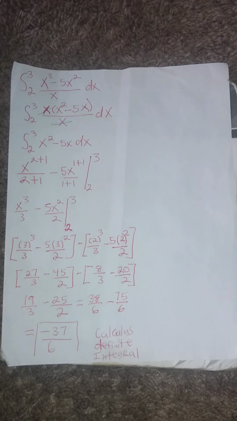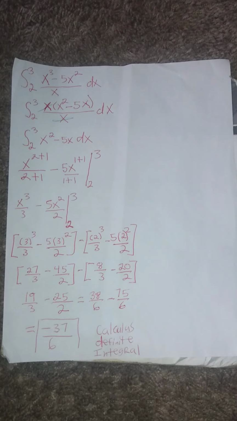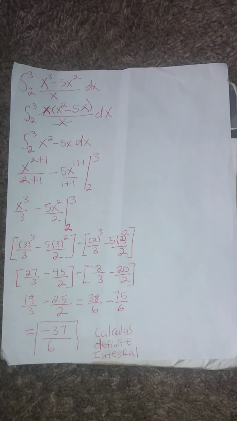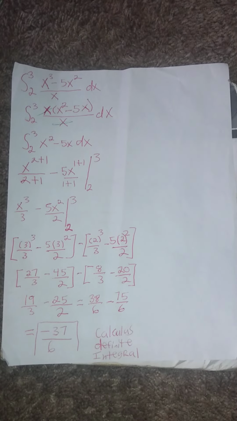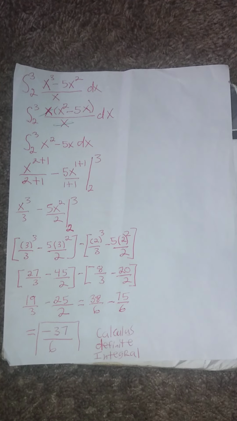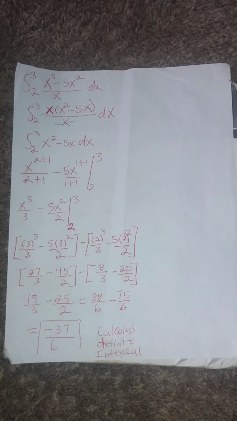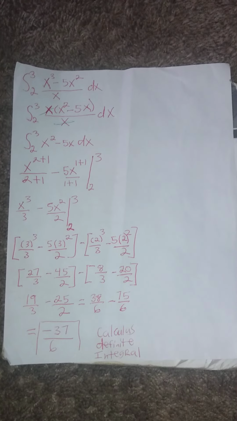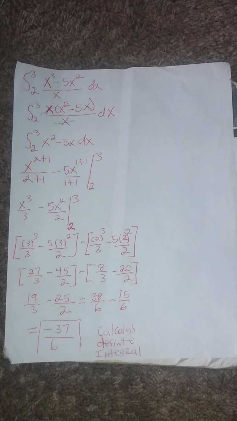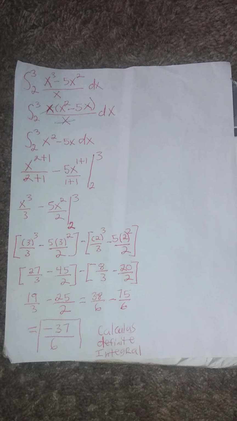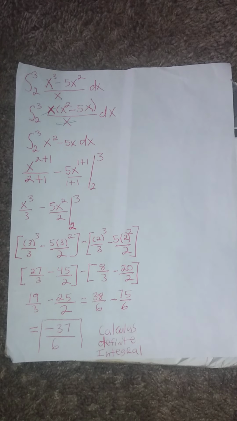So this breaks down to 27 divided by 3 minus 45 divided by 2, minus 8 divided by 3 minus 20 divided by 2. Now, we see we have some simplifying to do. So I can take the 27 divided by 3 minus 8 divided by 3, which gives me 19 divided by 3. Then you have negative 45 divided by 2. Then you can minus that from negative 20 divided by 2.